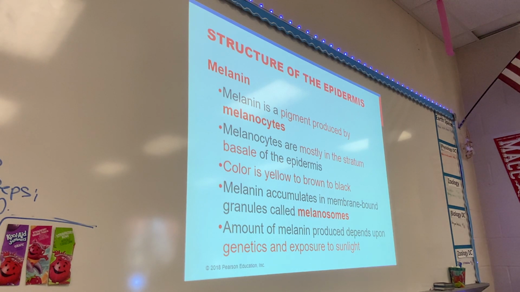The amount of melanin produced depends on genetics and exposure to sunlight. So with more sunlight, you get darker, you get a suntan, but eventually it'll fade away in the wintertime if you're not exposed to the sun as much.